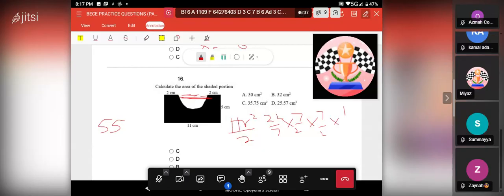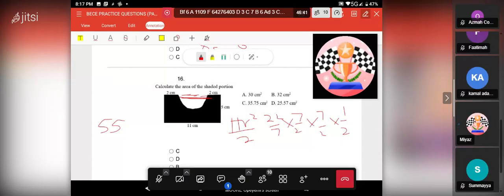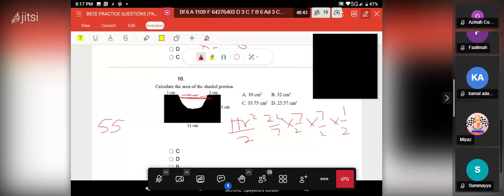times 1/2. Are you following? Yes, sir. Okay. This 7, remove this 7. 2 here, 2 here, that is 11. So I have 11 times 7 over 4, 77/4. When you divide 77 by 4, what did you get?